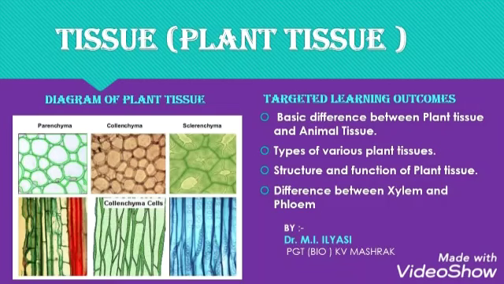A very common question is the differences between xylem and phloem. You have to write in your notebook what the basic differences between xylem and phloem are. It means that xylem contains almost all non-living cells except xylem parenchyma, while the phloem contains all living cells except phloem fibers.